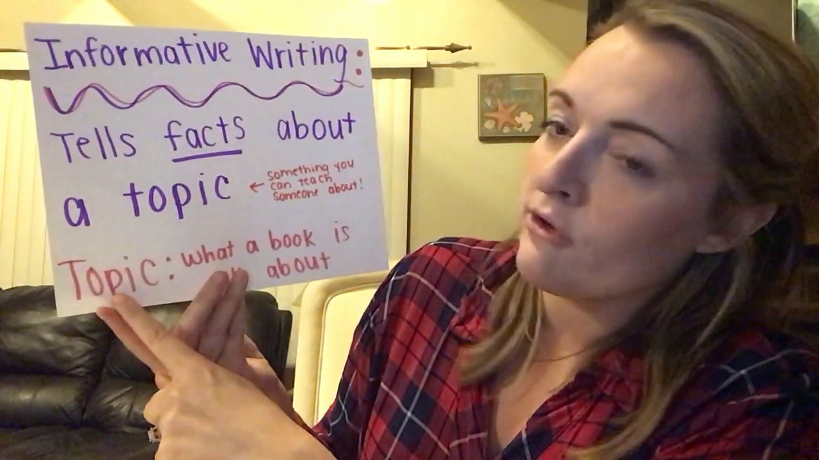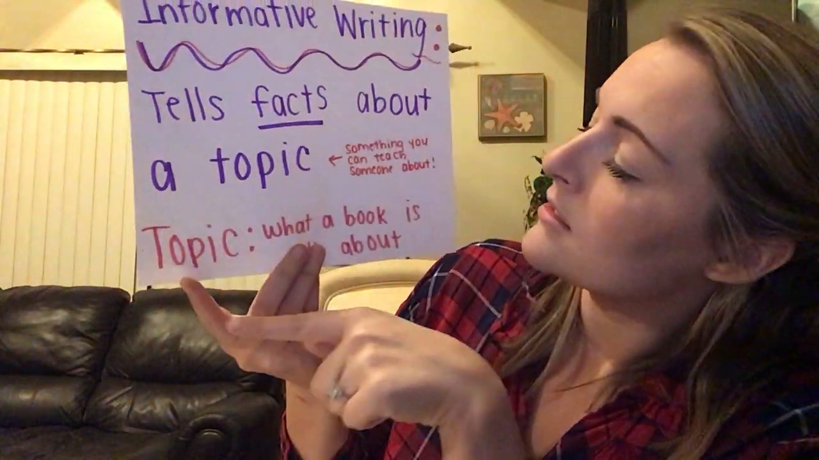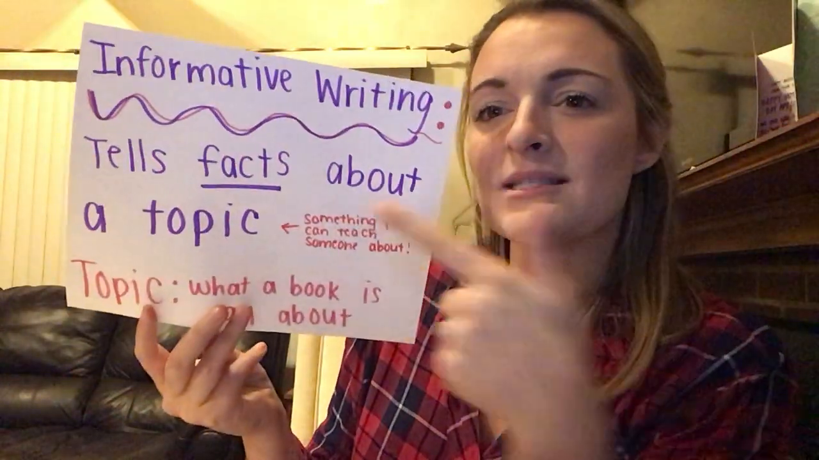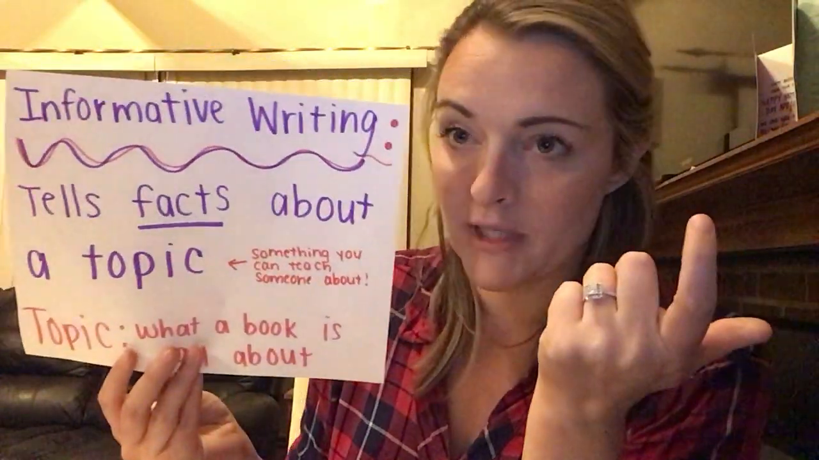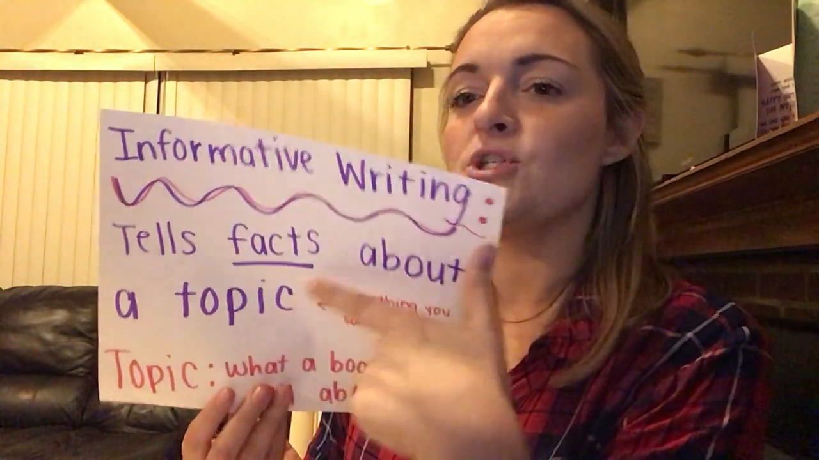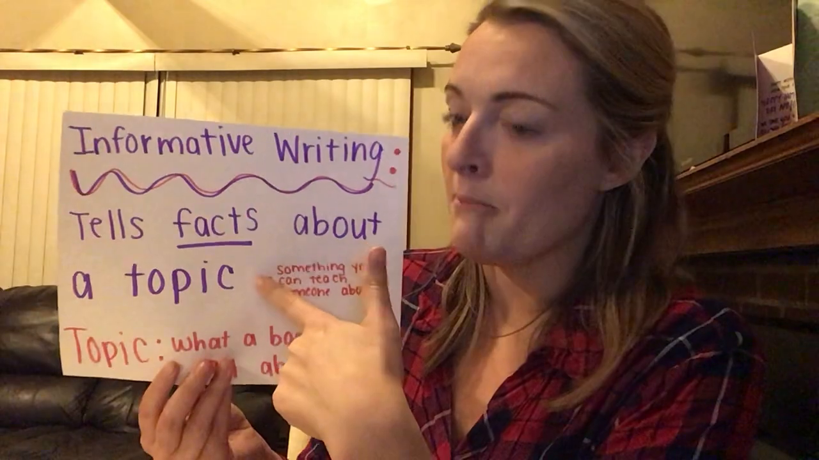And then down here I wrote topic. And a topic is what a book is all about. So a topic is something that you could teach somebody. When you are writing informative writing, you are teaching somebody about a topic. Okay? And now I'm wondering, there's so many things that I could write about. How do I pick a topic? Well, I'm glad you asked.